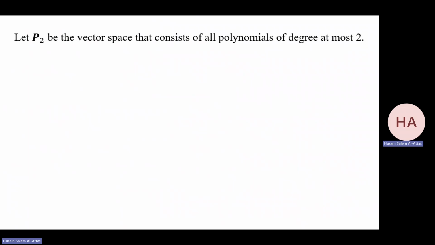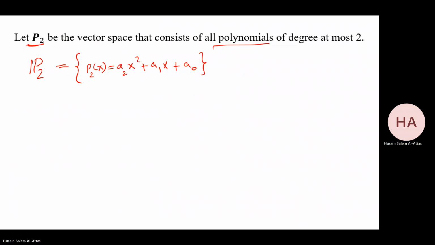So if we talk about polynomials of degree 2. Okay, so this is polynomials of degree 2. What is it? p2 of x equal what? a2x squared plus a1x plus a0. This is the polynomials of degree 2. It contains all of these polynomials, where a0, a1, a2 are constants.